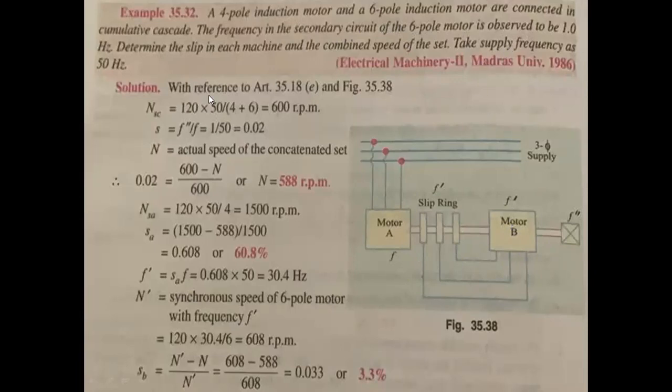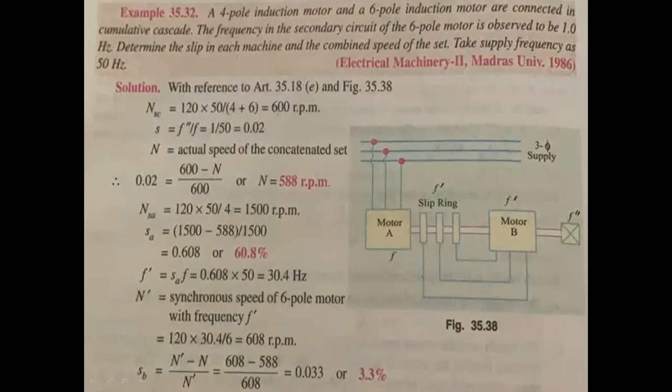So take supply frequency as 50 Hz. So from the 3-phase supply, we are getting 50 Hz supply frequency to motor A, F. So we have to find F dash. That F dash is given to motor B, and next the output F double dash.